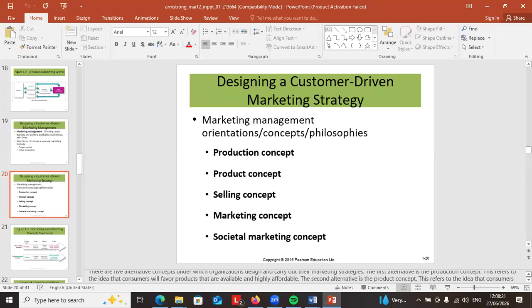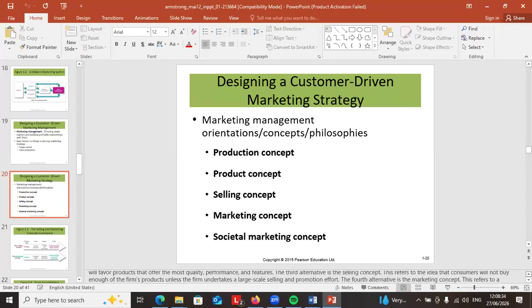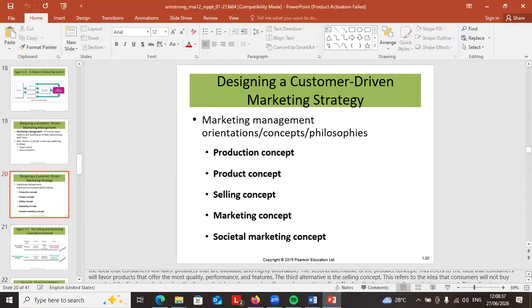The second school of thought is the product concept or the product philosophy or the product orientation. And this refers to the idea that consumers will favor products that offer the most quality, the best performance, and innovative features.